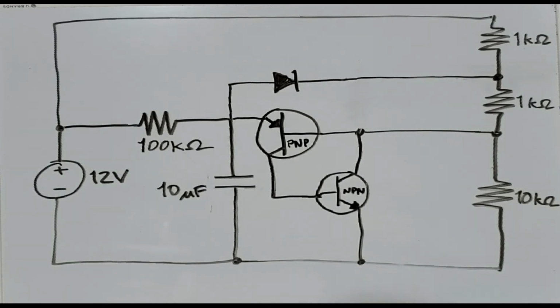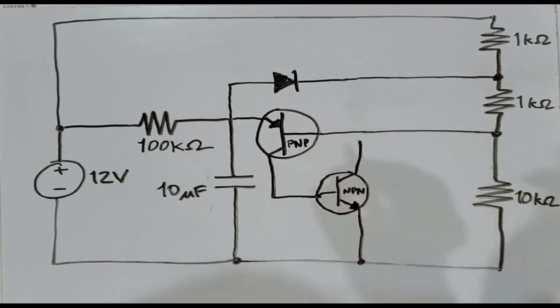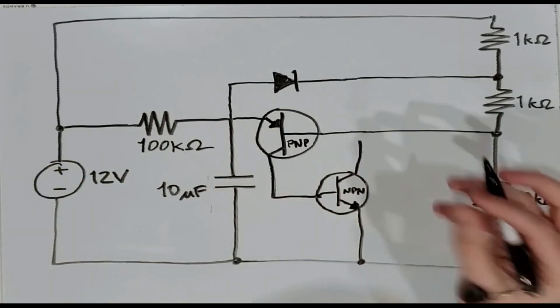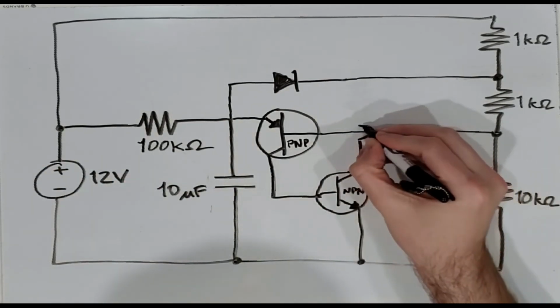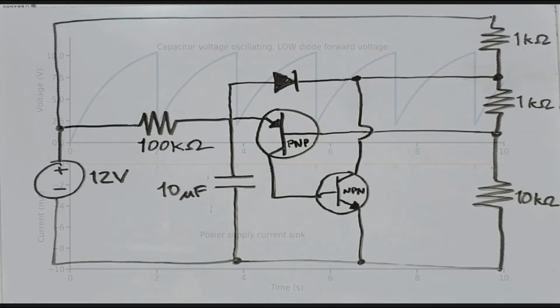And by tying the NPN collector to that upper node, we're shorting that part of it, ensuring that current flows through the diode and not the base emitter junction of the NPN transistor.